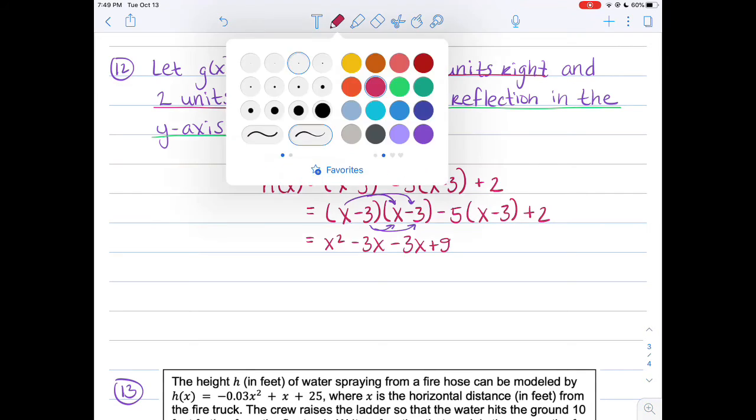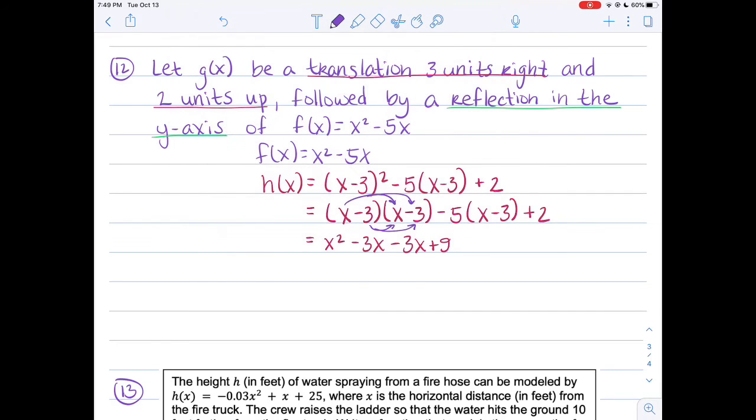All right, I've got some more distribution to do here. I need to distribute the negative 5 to the x and the negative 3. So doing that, I'm going to get a minus 5x plus 15. And then don't forget that plus 2 that we tacked onto the end. Woo, this could use a little cleaning up.